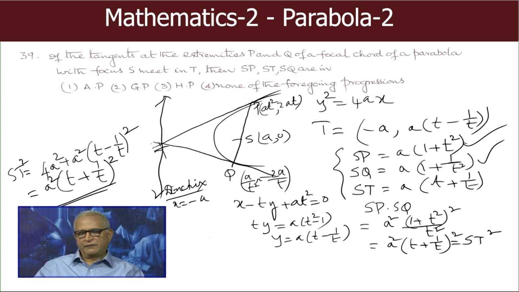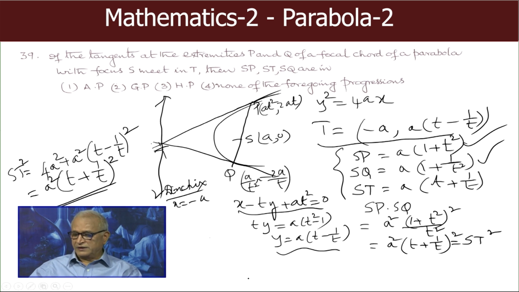These two are immediate. For ST, I took t earlier because T is the point where the tangent lines drawn to the parabola meet each other. They must meet on the directrix, whose x coordinate is minus a. So, the x coordinate of T is minus a. The y coordinate is obtained by replacing x by minus a in the equation of the tangent. The equation of the tangent at P is x minus ty plus at square equal to 0. You replace x by minus a, you can calculate y, and y is a into (t minus 1 by t). And your ST square is a square into (t plus 1 by t) whole square using the distance formula, and therefore ST is a into (t plus 1 by t).